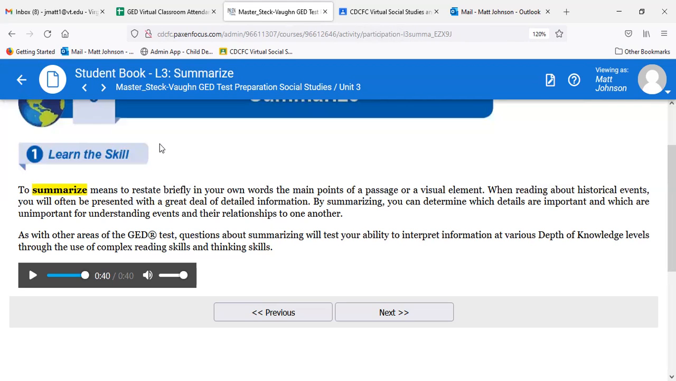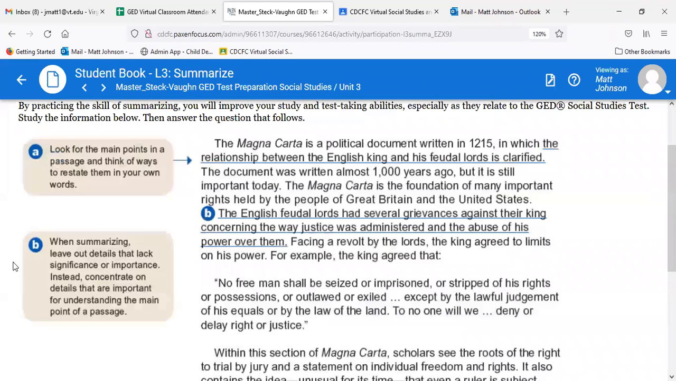And that's going to be really important when it comes to writing, which you're going to have to do in social studies and in the language arts in particular. You'll have a longer writing assignment to do on the GED test. So being able to get to the main ideas and summarize is going to be really important to help you get through the test. Okay.